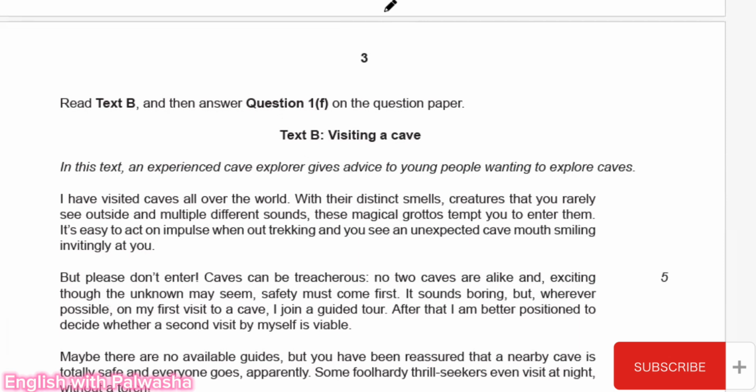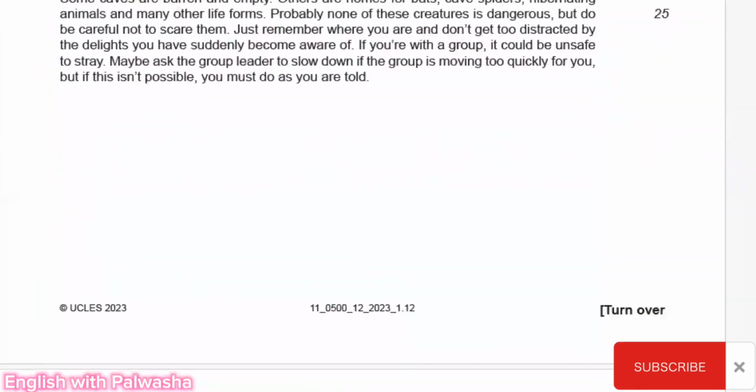I'm going to show you the reading paper where we'll be given the questions. Then we have text B, where we have to answer question one, part F only, all right? You are going to give a reading to this whole text, and you'll be answering question number one, part F only, on the question paper. I'll be showing you the question paper after it.